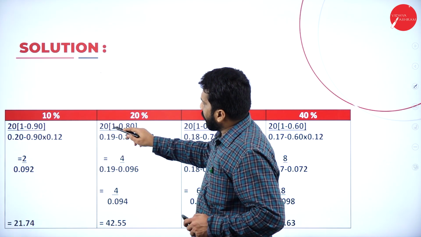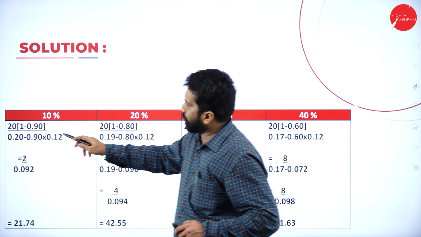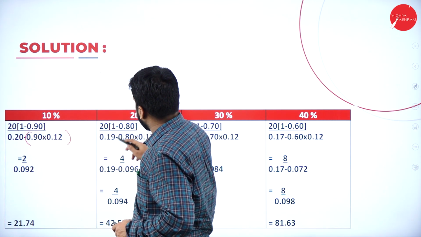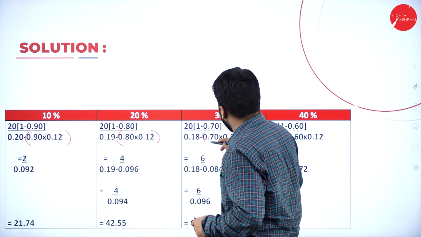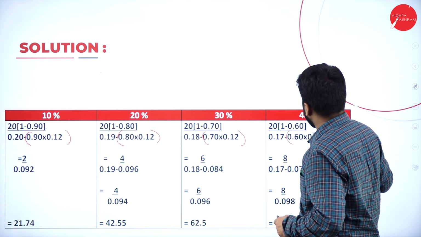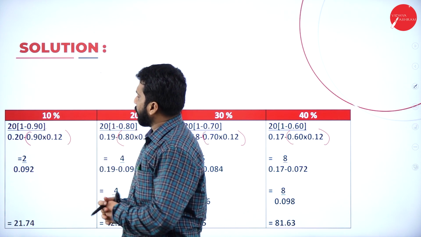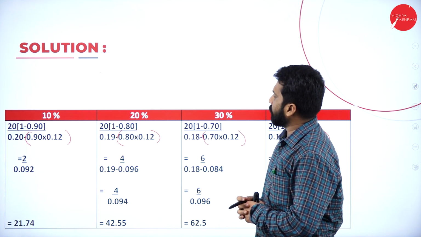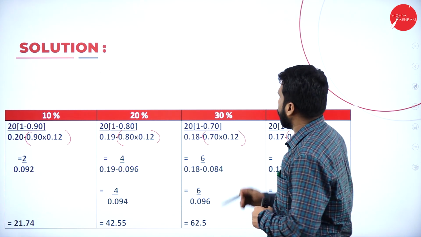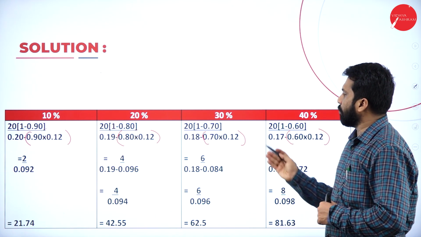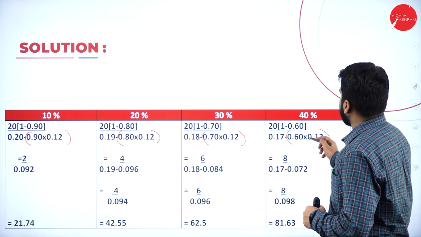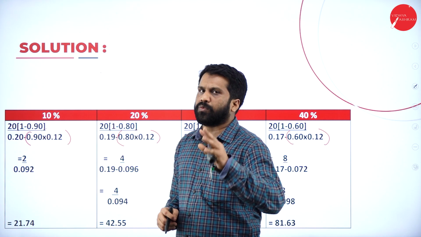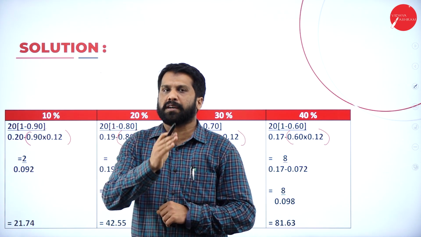See, here 1 minus D. D is how much? 90%. And then this one must be with comma. Remember, this one must be with comma. And so 0.90 into 0.12 minus 0.20. 0.80 into 0.12 minus 0.19. 0.70 into 0.12 minus 0.18. 0.60 into 0.12 minus 0.17. These are the calculations we are supposed to do. Hope you are clear. Yes.